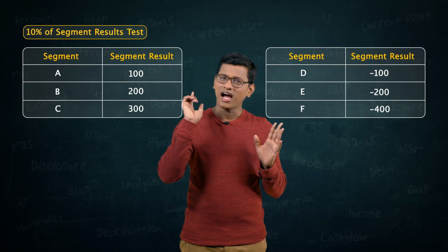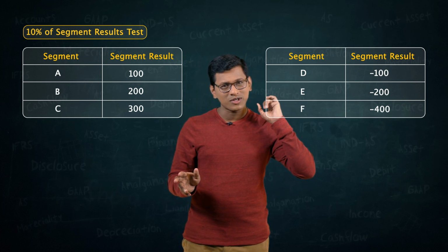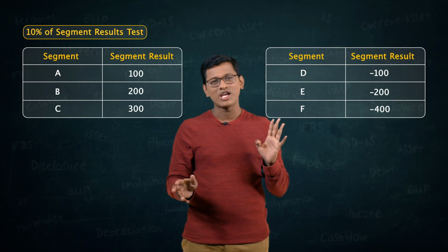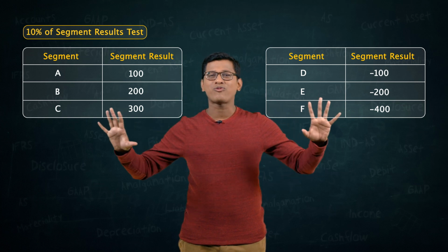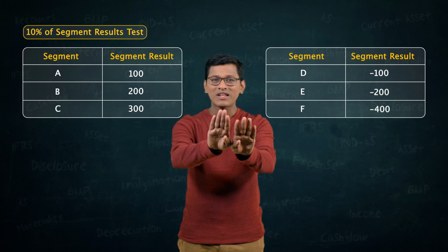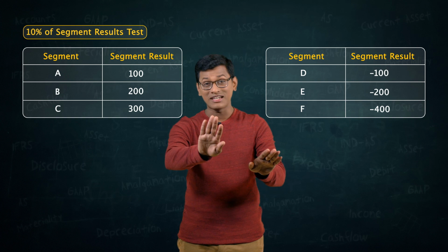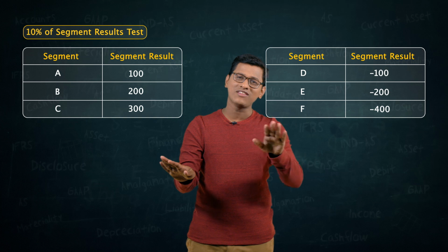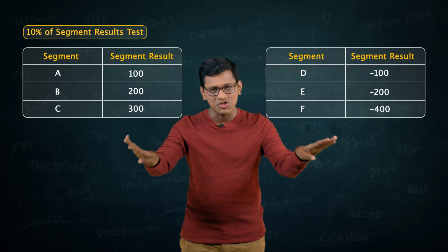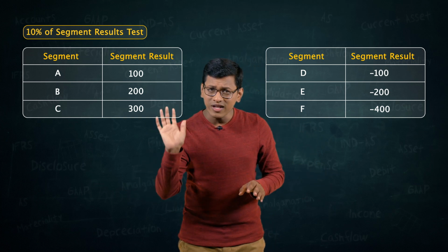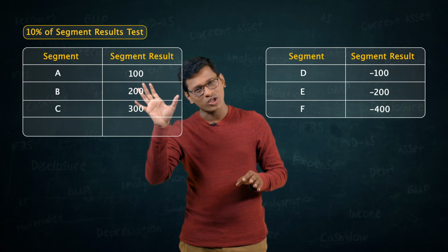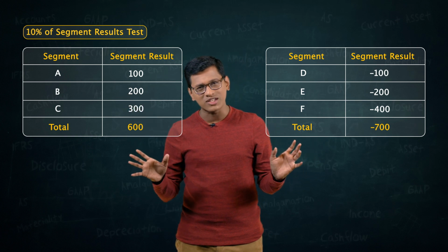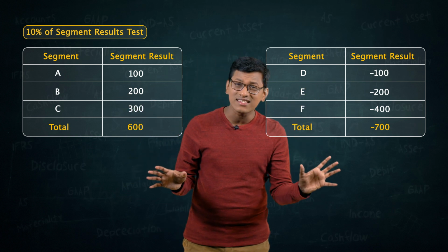So here 100, 200, 300, and with respect to segments D, E, F, you have minus 100, minus 200, minus 400. So the first step you should do under the result test is divide all the segment results into the segments which are giving positive results and the segments which are giving negative results. First you have to compartmentalize this. Great. Now after dividing, you have to take the total. Take the total of positives separately, total of negatives separately. Right. So total of positives is how much? 600. Total of negatives is 700.